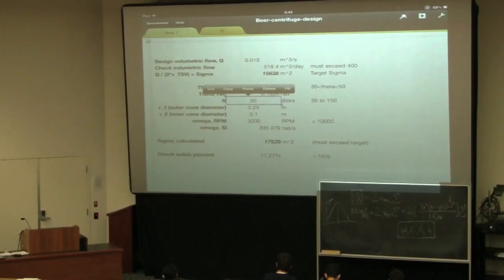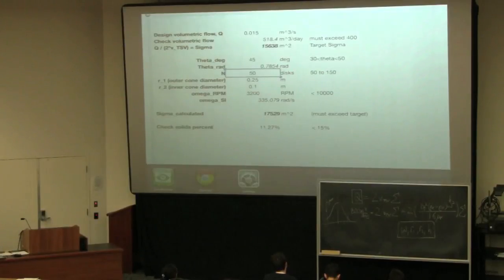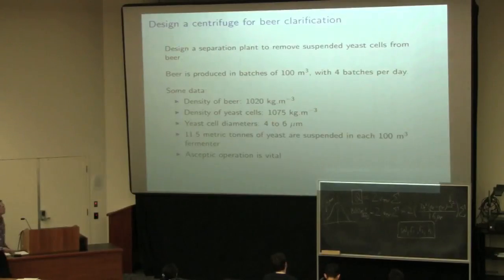And then the final check we need to do is just check the solids percent. That information was given back up here. In the original problem, we were told that there's 11.5 metric tons of yeast suspended in each 100 meters cubed. So on a weight basis, you can calculate the percentage solids and ensure that it falls within the range. The typical operating range is 0 to 15% solids treated by these centrifuges. And this came out to be a number below that 15%. So it's a good final check that we've got a reasonable design.